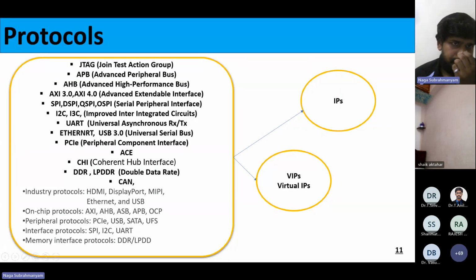JTAG, APB, AHB, AXI, SPI, I2C, UART, Ethernet, USB, and PCI. Now the current trend is these three: PCI, Ethernet, and USB. The other two are very rarely used. Okay, just a minute.